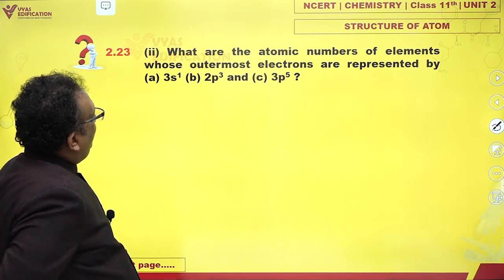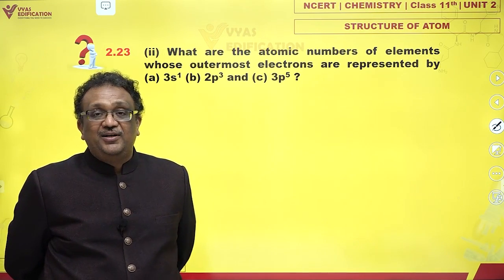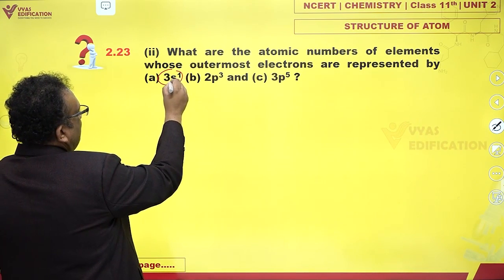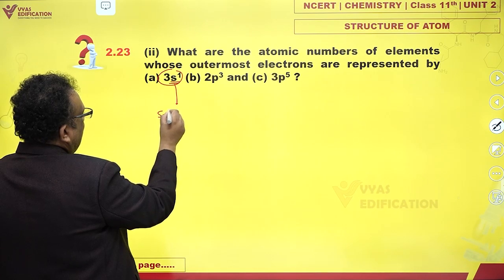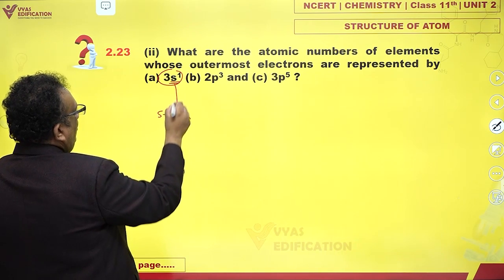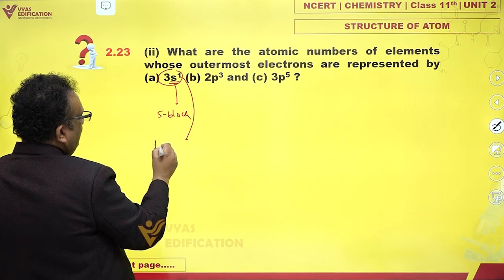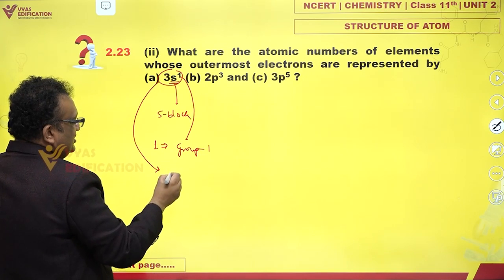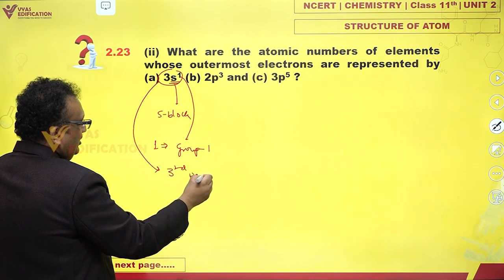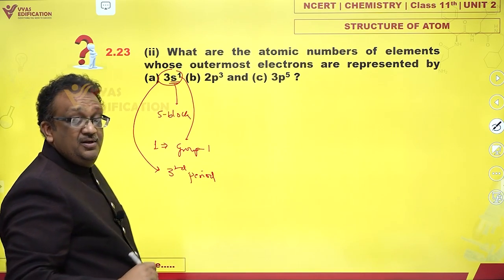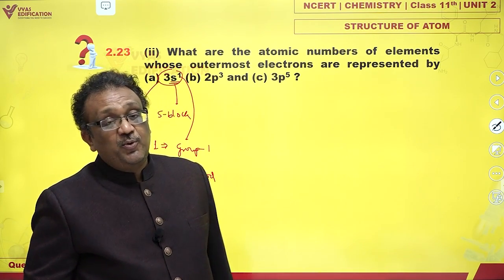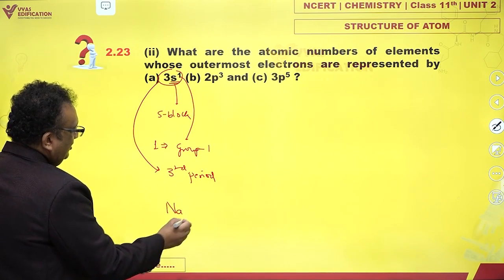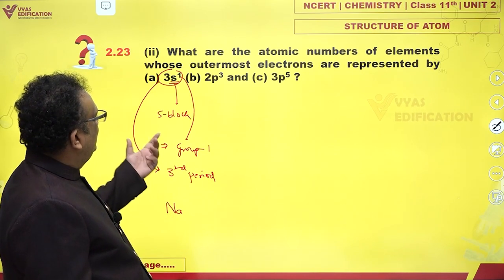What are the atomic numbers of elements whose outermost electrons are represented by 3s1? Now 3s1, look at this. S means it is S block. 1 means it is group 1. And 3 means it is third period in the periodic table. So if you want to figure it out in terms of the periodic table, this is your chance. I'm talking about sodium here. Third period, first group, this is sodium.